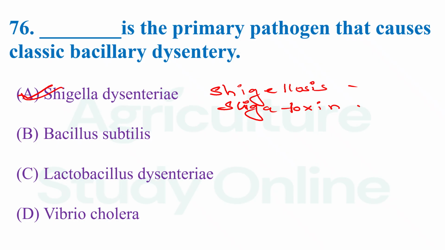Next, that is Bacillus subtilis. It is mostly non-pathogenic and it is used in fermentation and probiotics. So it is incorrect. And Vibrio cholerae. We all know that it causes cholera, which leads to watery diarrhea, rice water stools, as we say. So over here, the correct option is A, that is Shigella dysenteriae.